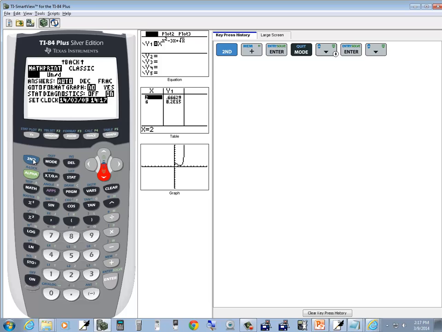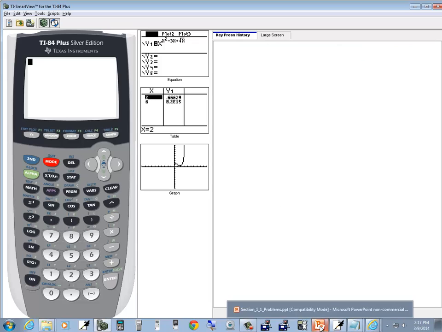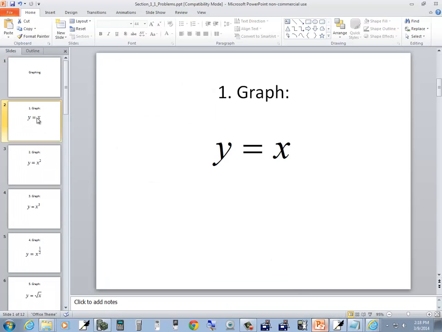Then to exit out of that, you do second mode. To exit out of anything in your calculator, you always do second mode. Okay, so now we're set up for MathPrint. So let's start going through our different basic building blocks. We've got y is equal to x.